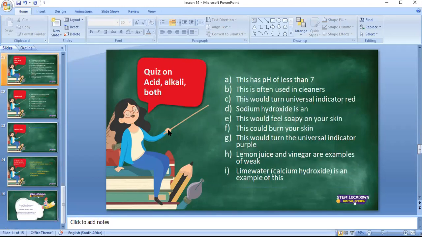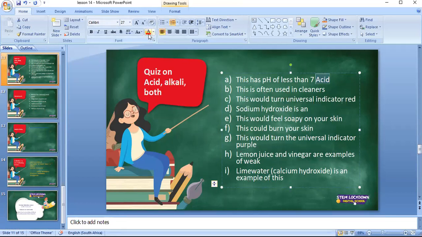So let us have a quiz moment, grade nines. This has a pH of less than 7. What is it? Acid. This is often used in cleaners. So we use alkaline. Alkaline or base, right? Thank you. Alkaline or base.